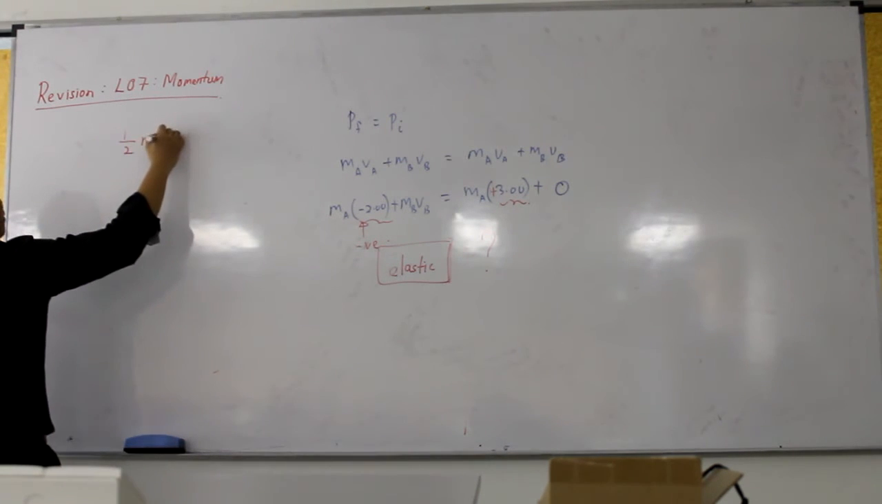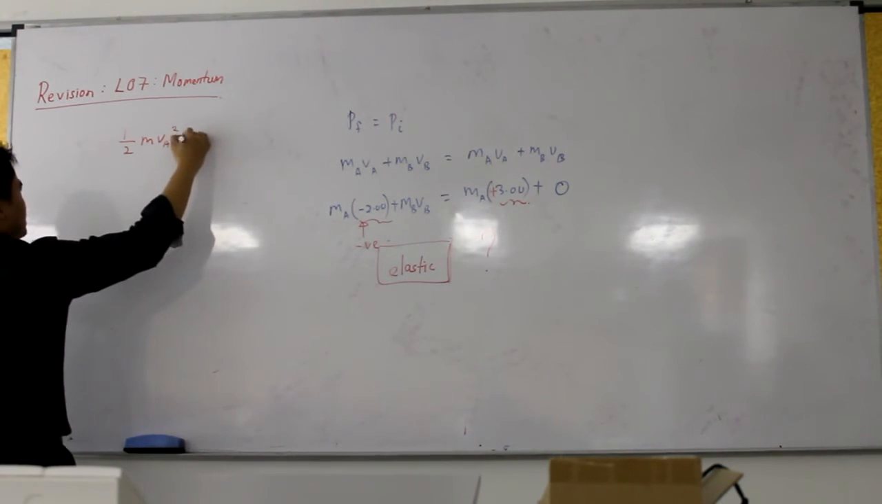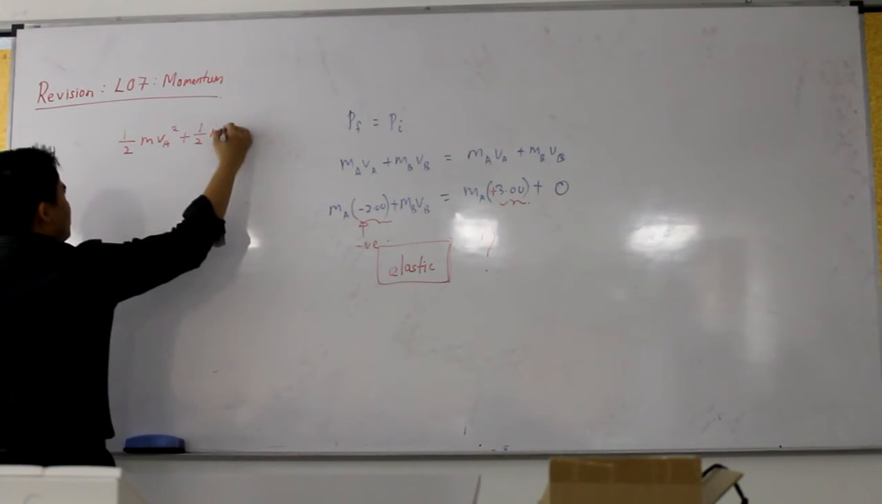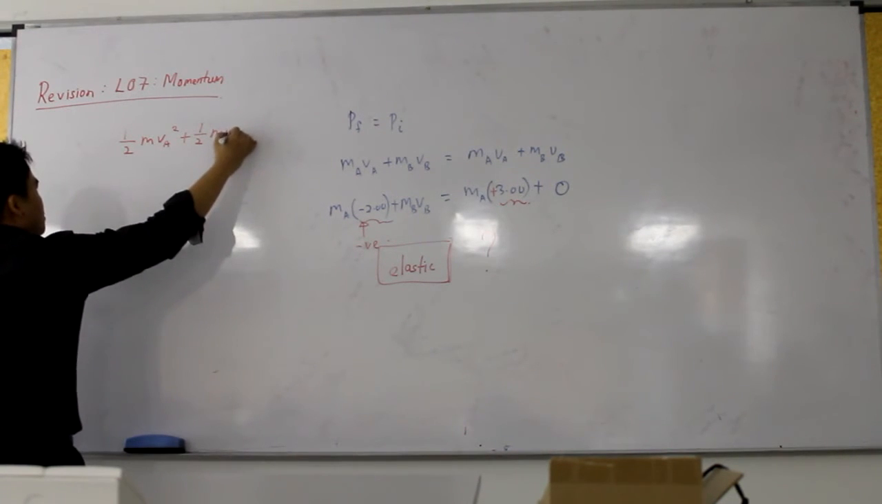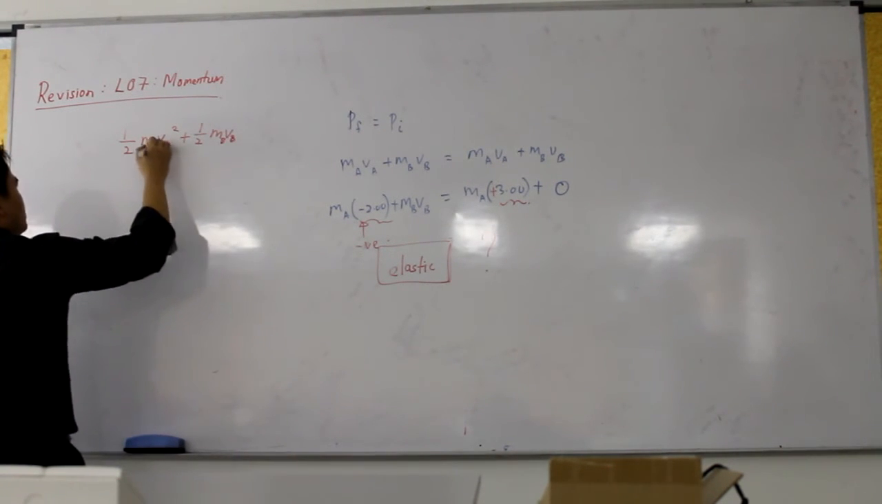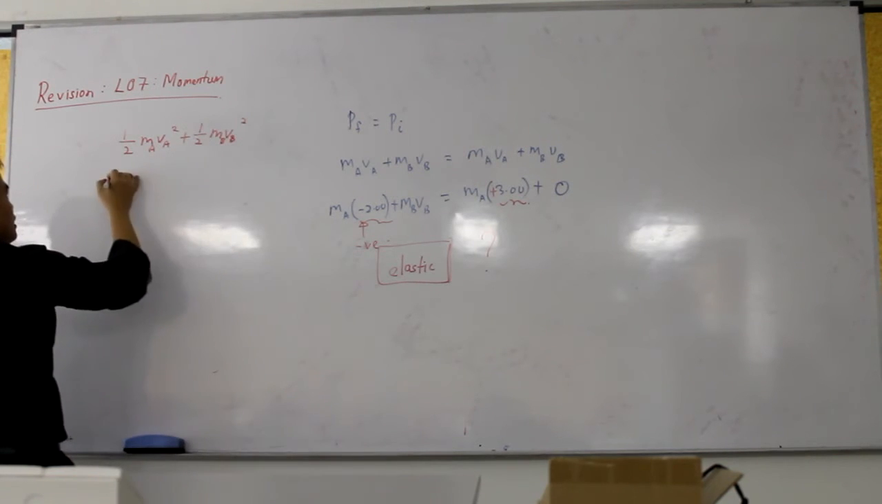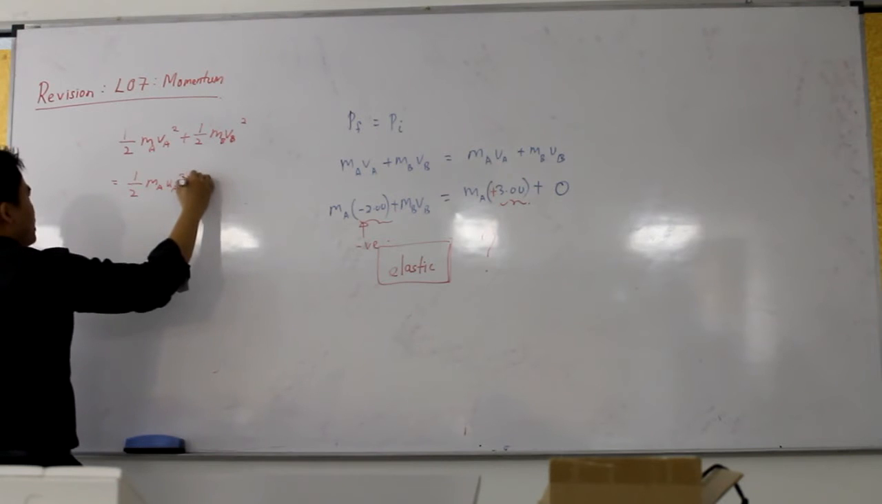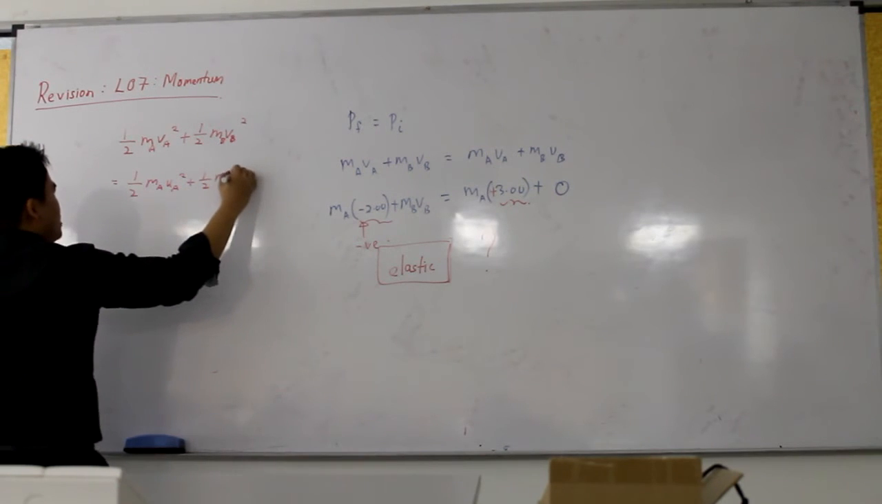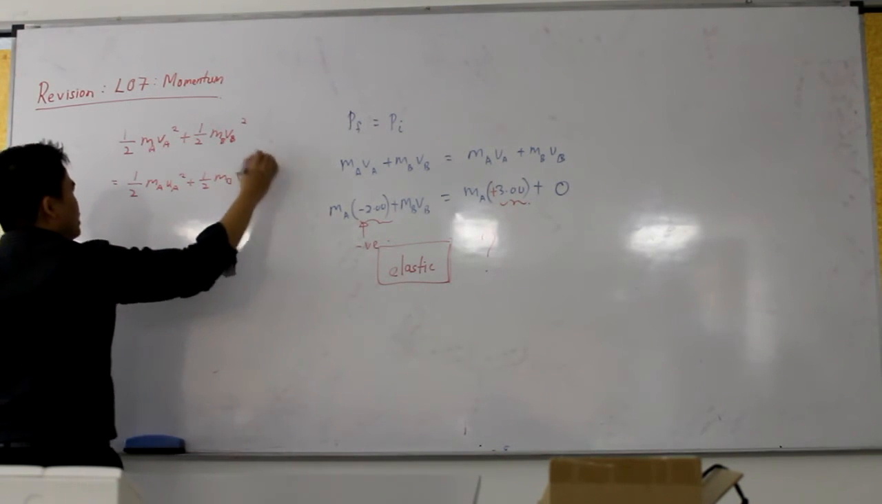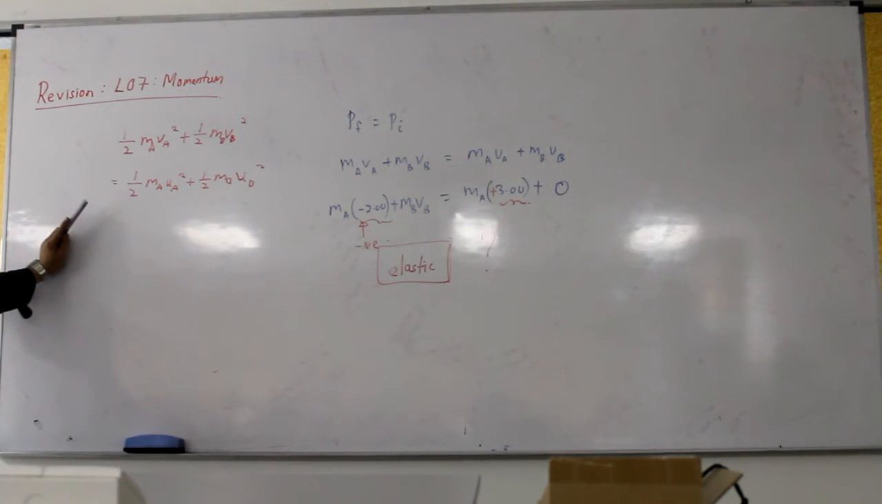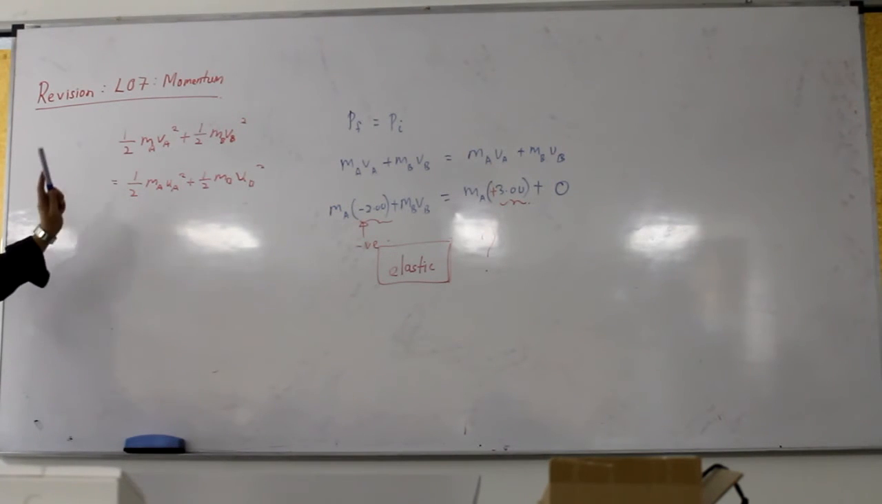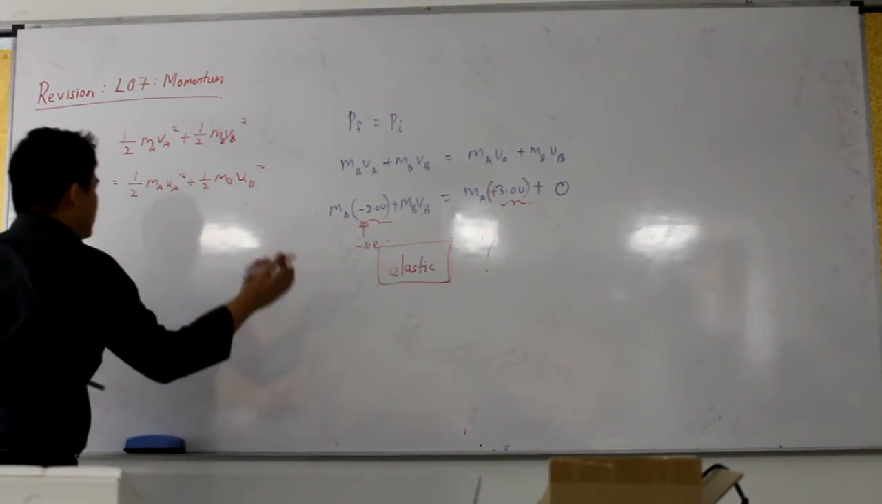half mvA square plus half mvB square equal to half mAuA square plus half mBuB square. Again, this is only for 1D analysis, 1D collision, 1D direction. And let me move further to 2D.